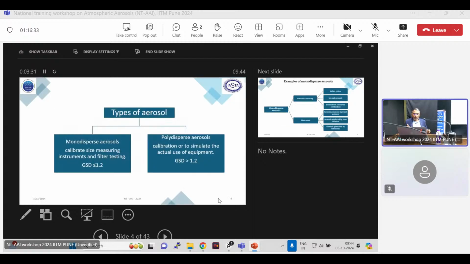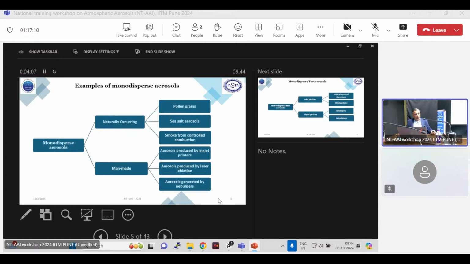Before going to the generation methods, we should know what the aerosols are. The types of aerosol we basically call monodisperse or polydisperse. Monodisperse means if the geometric standard deviation is less than 1.2, or sometimes 1.3, we call it monodisperse, meaning the dispersity will be less. And polydisperse aerosol has a dispersity of more than 1.2, or sometimes 2 to 3 also, if the distribution is changing over a few orders.